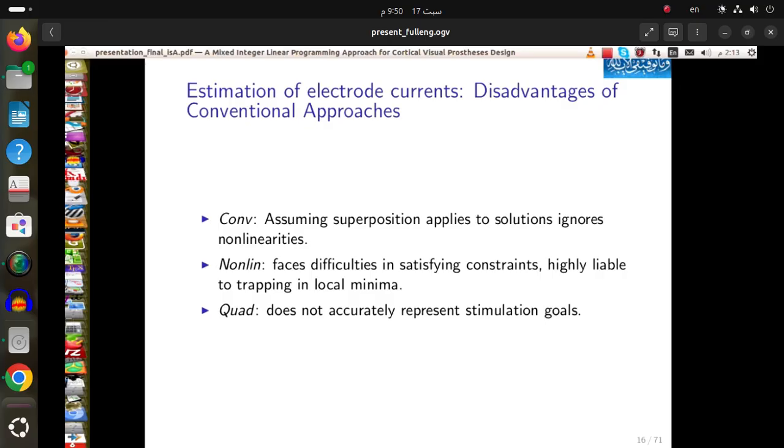It is based on our target, our goal. If our goal is to excite a location, then if the delivered current is higher than the desired threshold, this is a good thing, and if it's lower, this is a bad thing. The opposite is true for locations that are required to be not excited. So the quadratic formulation does not really accurately represent our objectives. This is its problem.